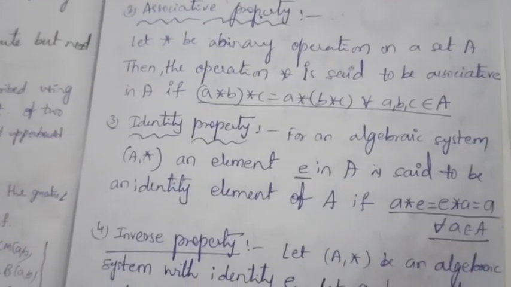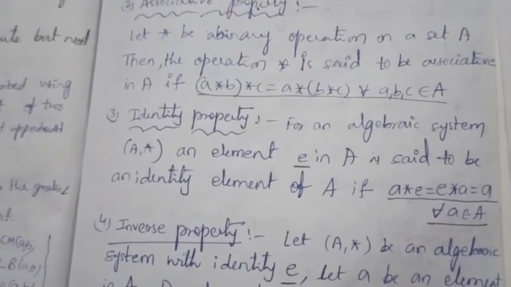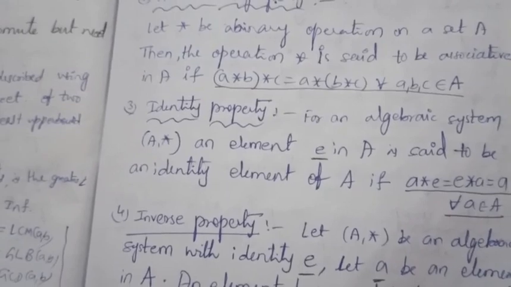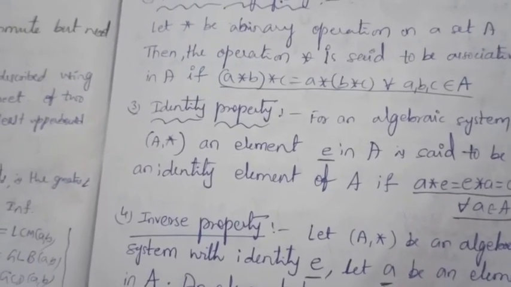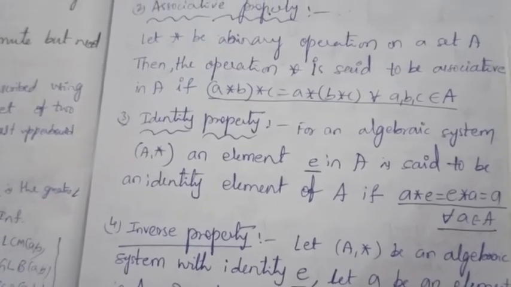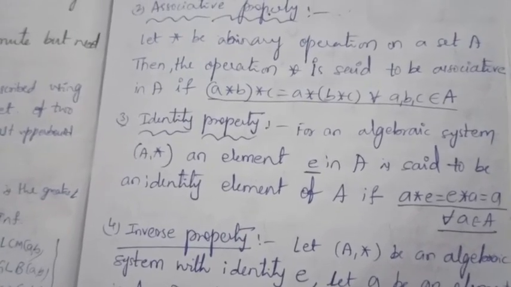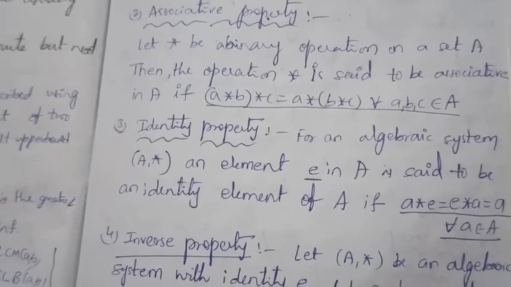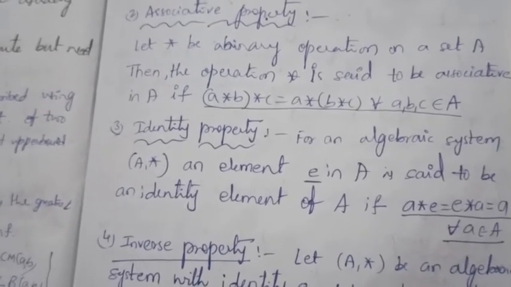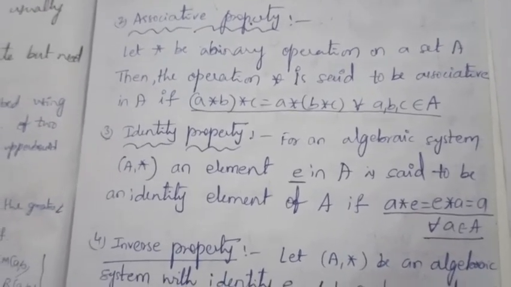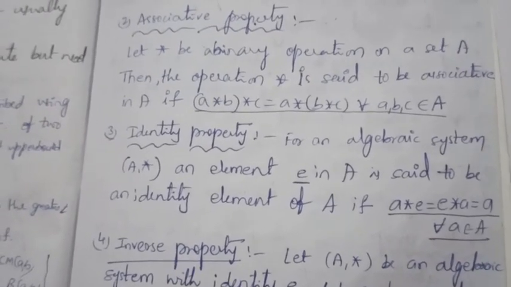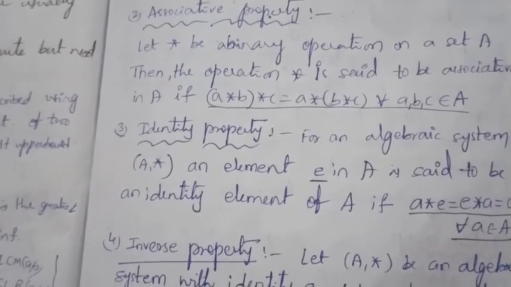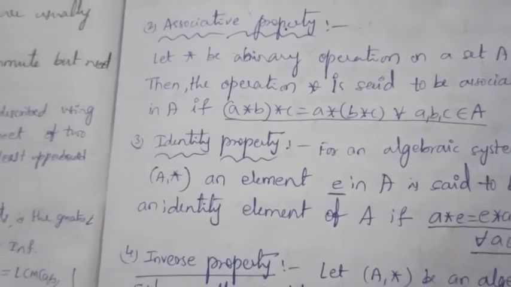Next one is the identity property. There exists an element E such that A star E is equal to E star A is equal to A only. That means if we add 0 to any number, we will get the same answer. Likewise, 0 is the additive identity. If we multiply 1 with any number, we will get the same number. A star 1 is equal to 1 star A is equal to A. 3 into 1 is equal to 1 into 3 is equal to 3. So, 1 is the multiplicative identity.